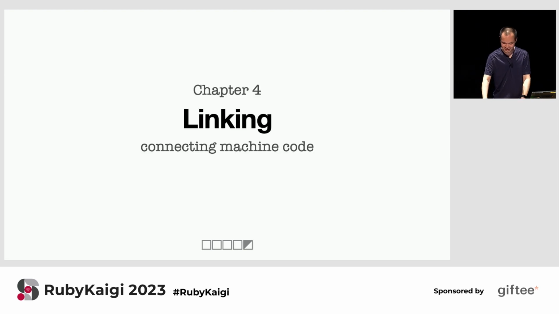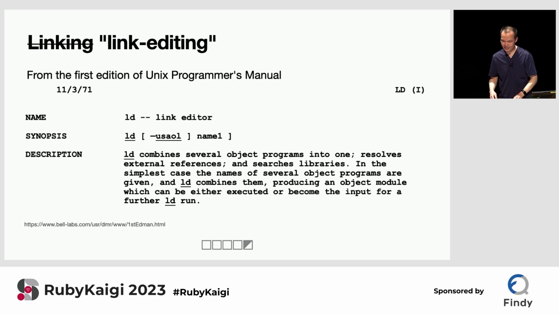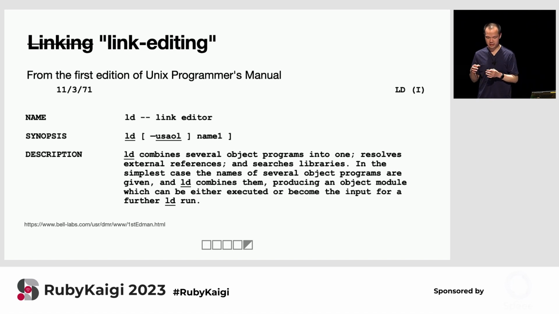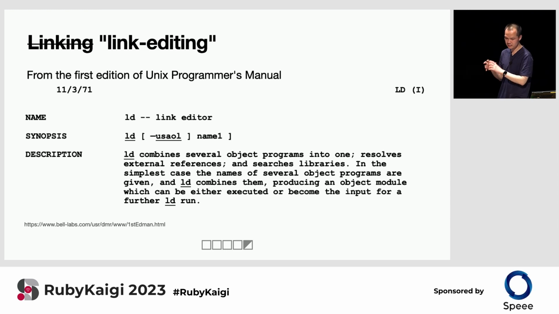Anyway, chapter 4, linking. Before I get into it, here's some Unix lore. This is an excerpt from the first edition of the Unix manual from 1971. It even predates the first incarnation of the C language. You can see they refer to LD as a link editor. Nowadays, linker is the more popular name, but the old name has some advantage in that it's a closer description of what actually happens when you run LD.